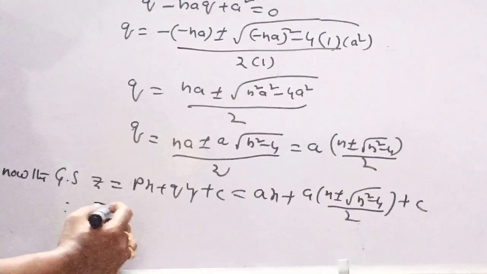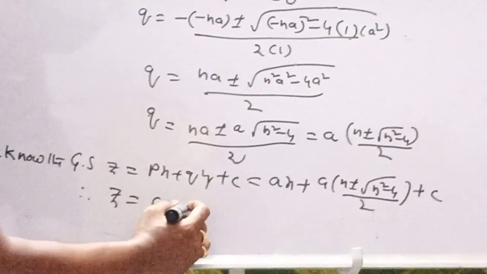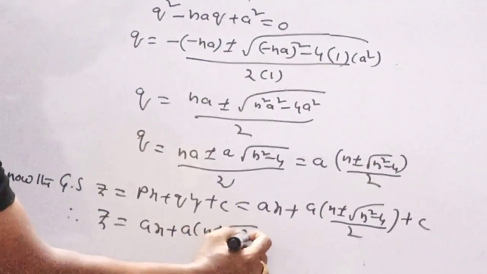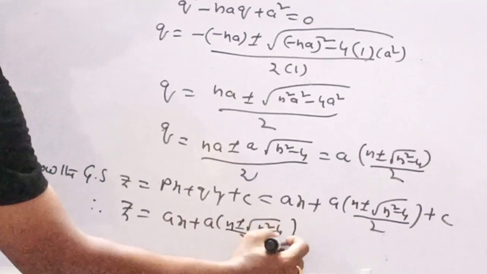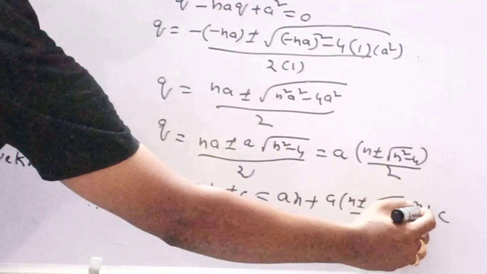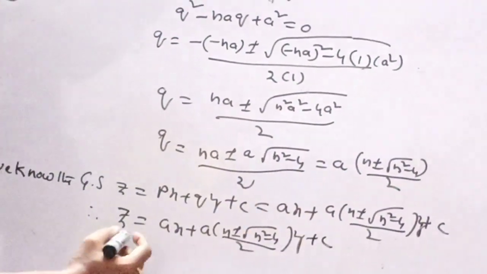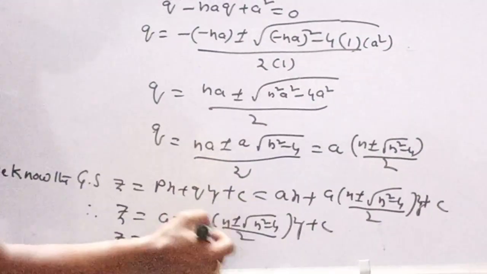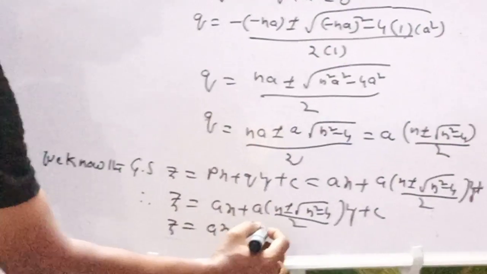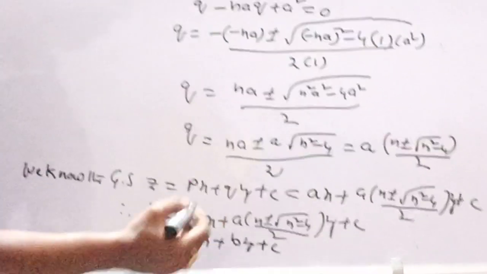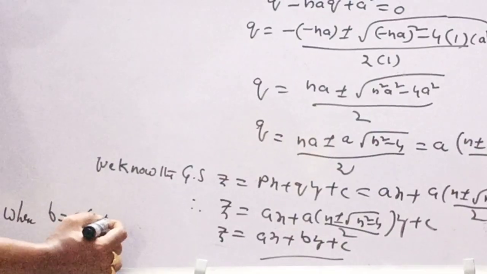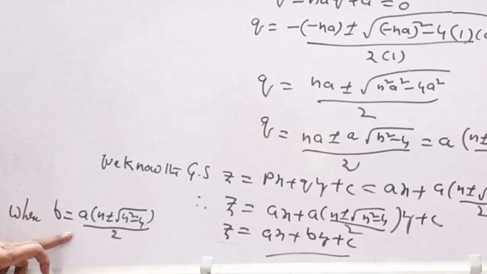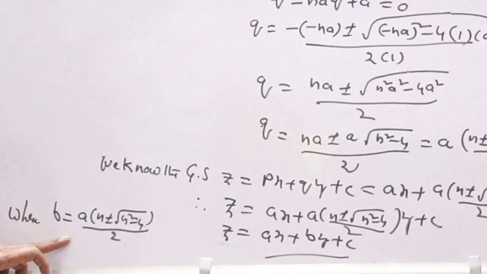Therefore, z equal to ax plus a into n plus or minus root over n square minus 4 by 2, y plus c. Again, you rewrite ax, you treat this complete term as b, by plus c is the required solution, where b equal to a into n plus or minus root over n square minus 4 by 2.